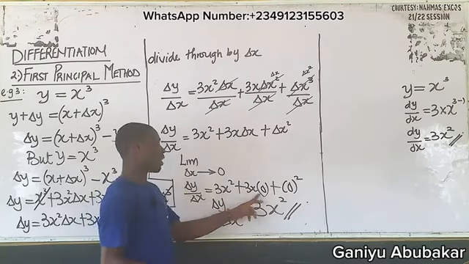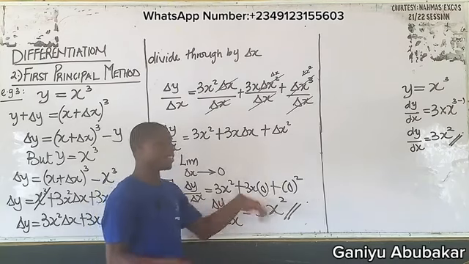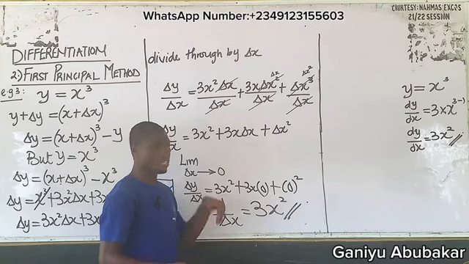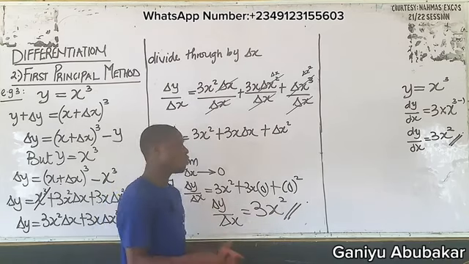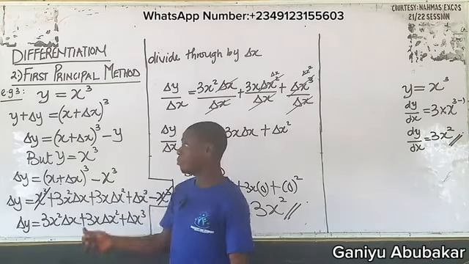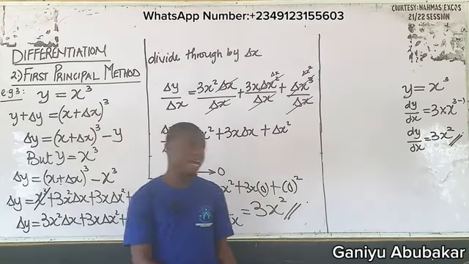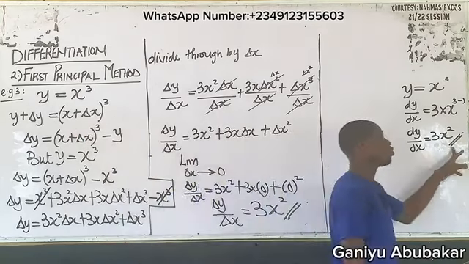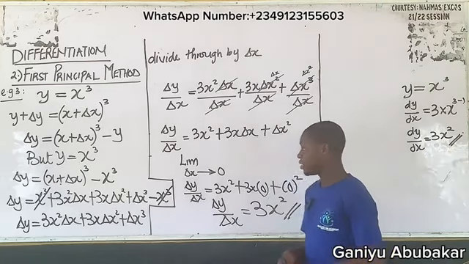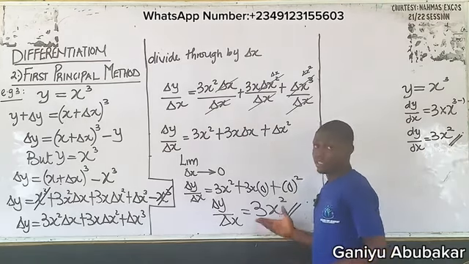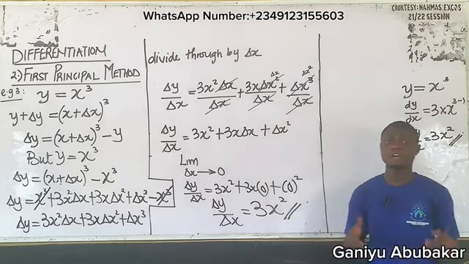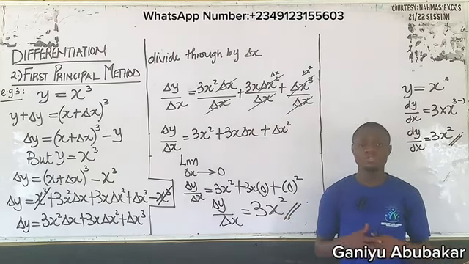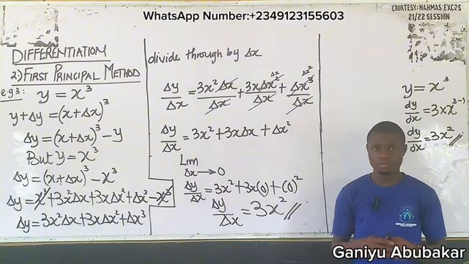Of course, 3x times 0 is 0. 0 squared is 0. So these two 0s are nothing. What is left is just 3x squared. Observe that when I expanded this term using the general method, I had 3x squared. Also, when I use first principle, I still have 3x squared. This is how to solve a problem using the first principle method of differentiation.